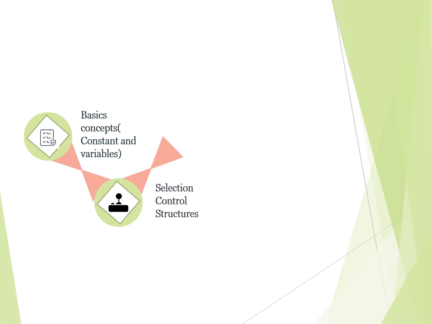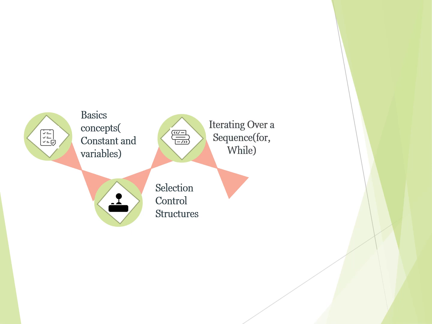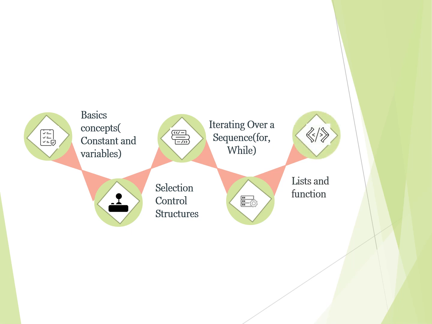Next, we will dive into control flow, where we will discuss iteration using for and while loops to repeat actions, and selection control structures like if, elif, and else statements to make decisions in code. Moving on, we will cover data structures and functions, focusing on lists, ordered collections of items, and functions, which allow us to reuse code blocks for efficiency.